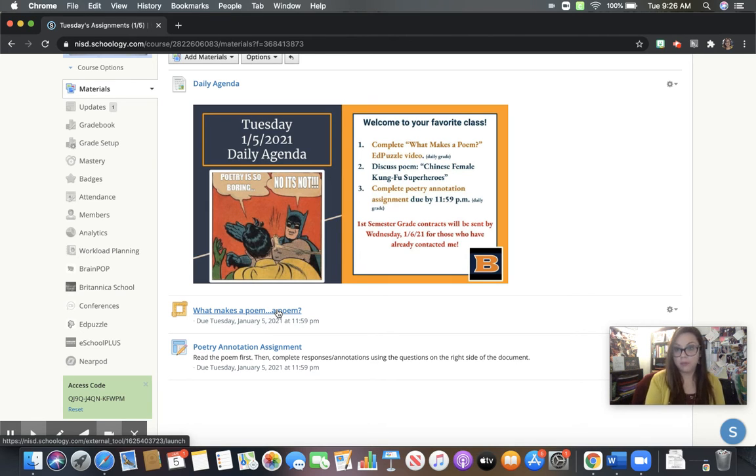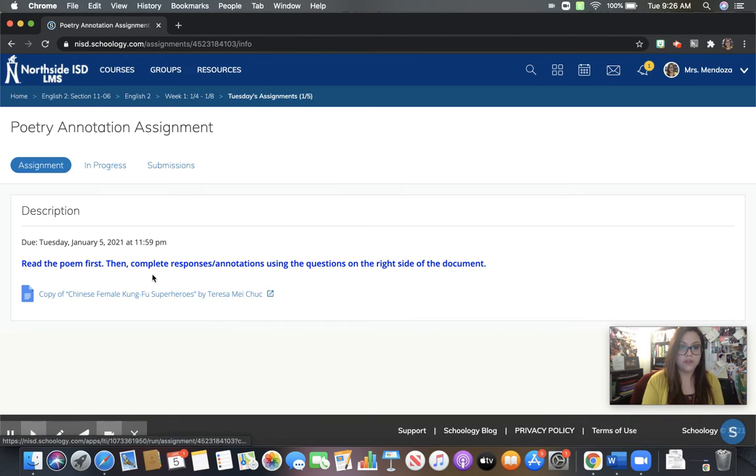And it's already in the grade book, so once you complete it, for the most part, I want to say you should have a grade by the end of it. If not, you should have one no later than tomorrow. So once you've gone through that, we're going to review the Chinese female Kung Fu superheroes. If you remember from our superheroes unit back in December, this was one of the choices on the text set. So for those of you that have read it, you'll just reread it one more time. If you haven't read it yet, no worries. Think about what you learned in your Edpuzzle video, and then you're going to complete your annotations.